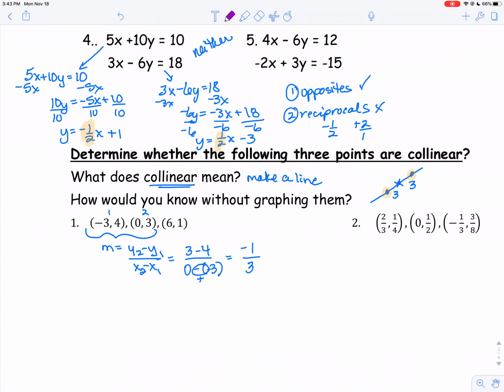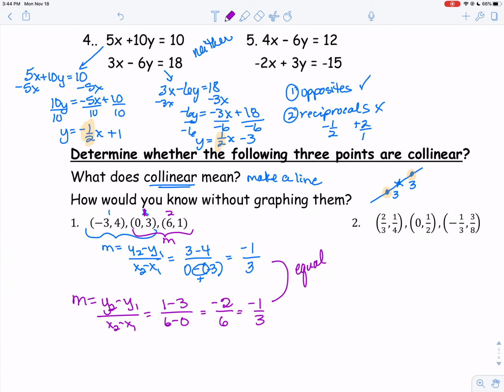Now we're going to try it between these guys. So I need to find out what that slope is. It's the same thing, y2 minus y1 over x2 minus x1. So I'll let this be point 1 and this be point 2. So 1 minus 3 over 6 minus 0. So that's going to give me negative 2 over 6, which is also negative 1/3. So since these are equal, we know that the 3 points are collinear. They make a line. So that's all you have to do.